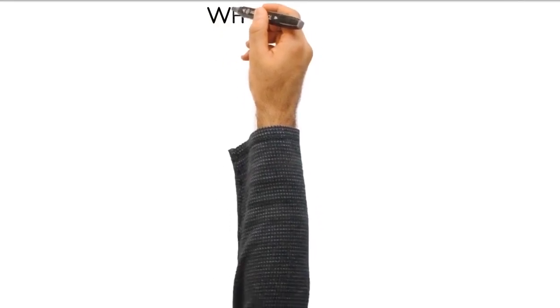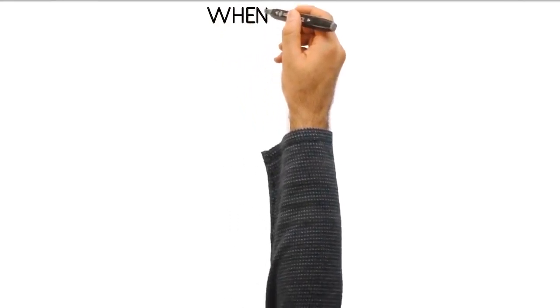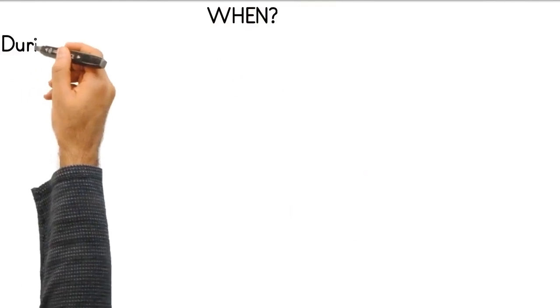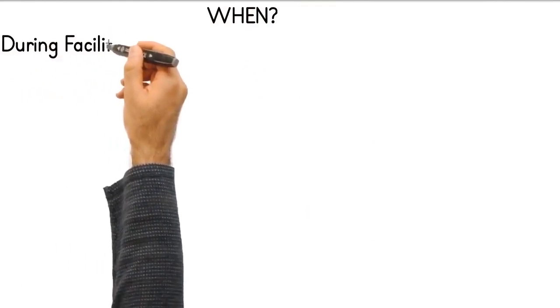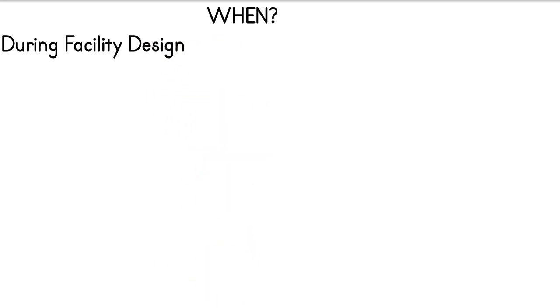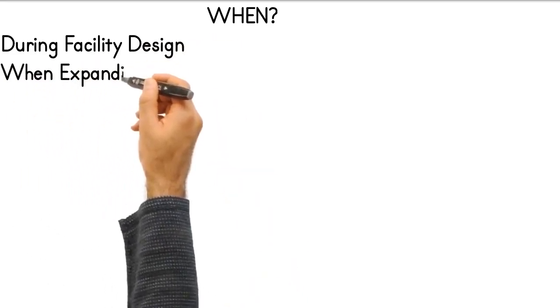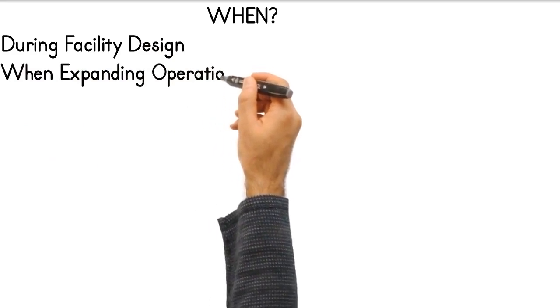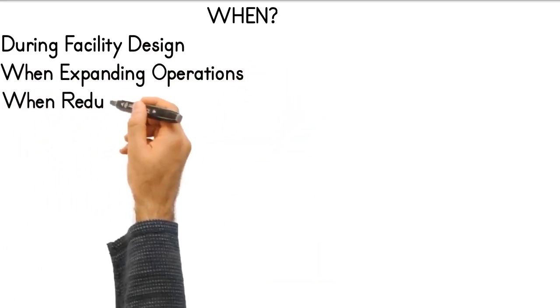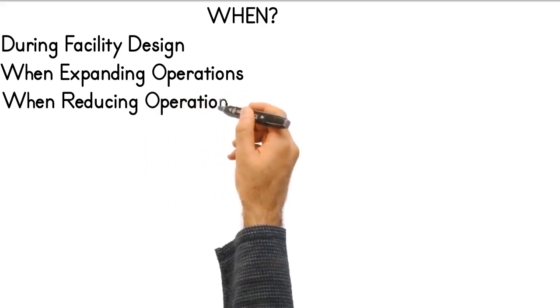When is material handling and layout improvement applied? When designing a new facility or expanding an existing one, material handling systems and the facility layout are considered early in the process. As production increases or the need for more storage space arises, improvements to material handling and layout help accommodate the changes efficiently.